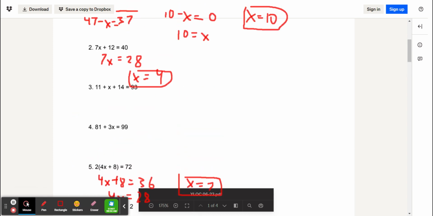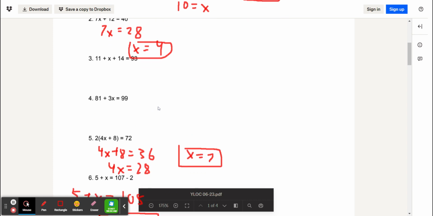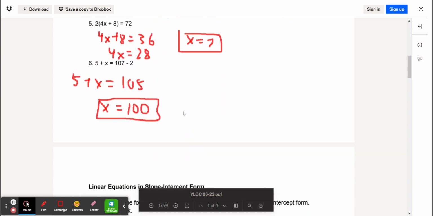Make sure to go and solve 3 and 4 by yourself as practice. And I'll move on to the next problem set.